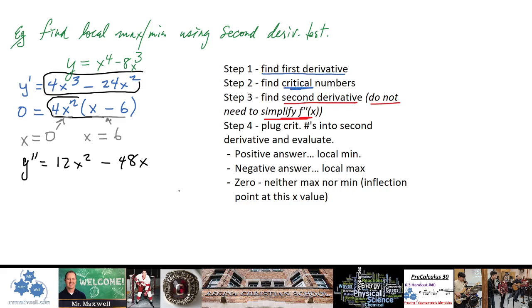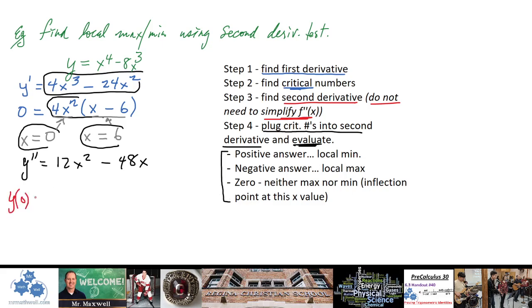I don't need to find 0 right now unless you're asked for points of inflection. But right now, we're just talking about finding local max and min. So notice, I'm just examining the critical numbers here. And our next step then is to plug the critical numbers into the second derivative and evaluate. And then we'll check and see what we have. So that looks like this.